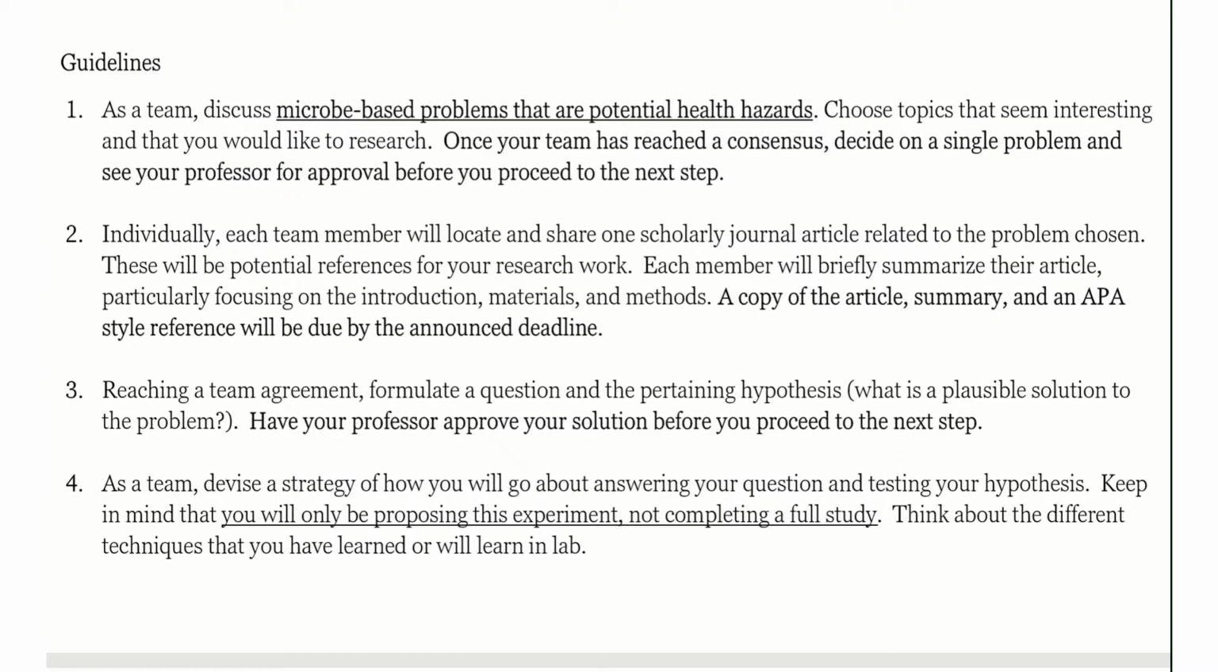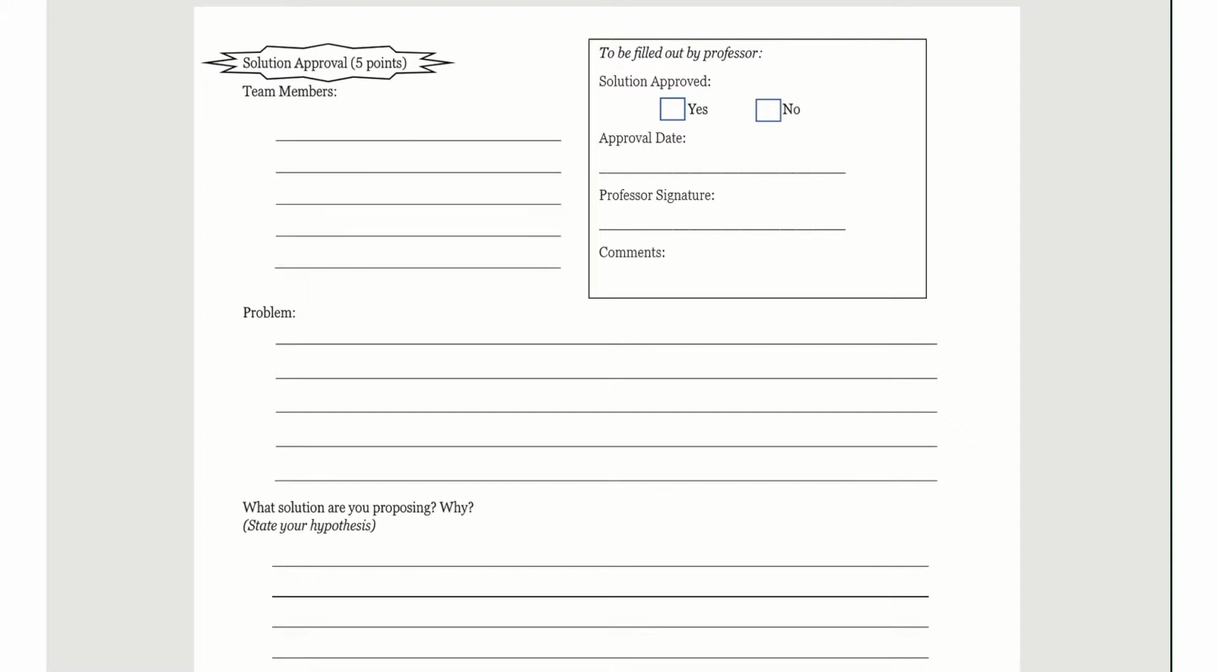Number 3. After reaching a team agreement, formulate a question and the pertaining hypothesis. What is a plausible solution to your problem? Then have me approve your solution before you proceed to the next step. Just like the problem approval, there's a 5-point solution approval.